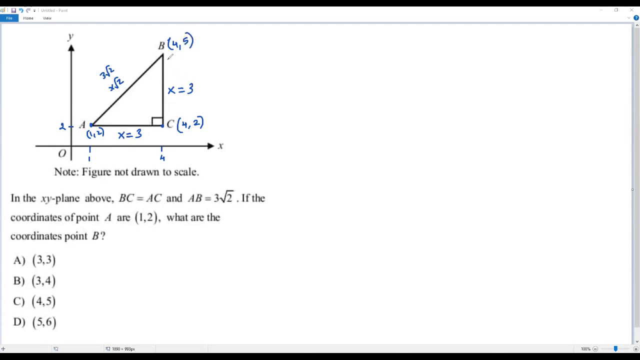Here I got the coordinates of point B. They are (4, 5). We find this (4, 5) in answer choice C. The correct answer choice for this question is C.